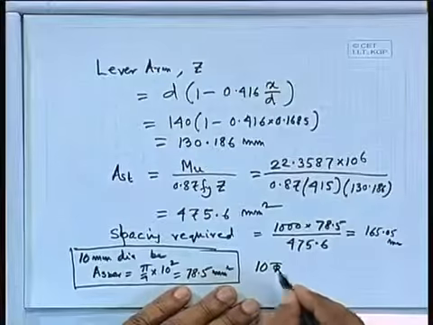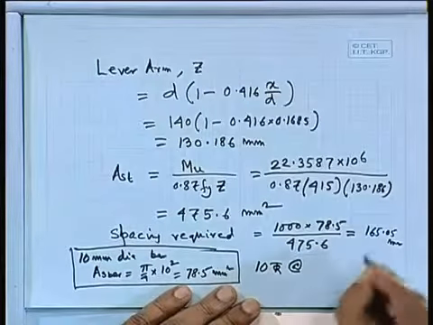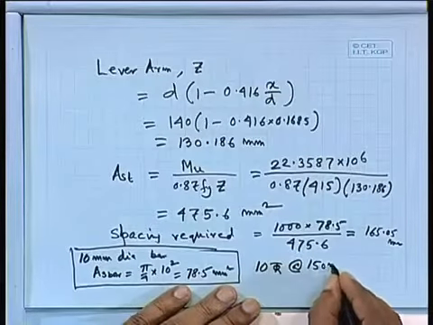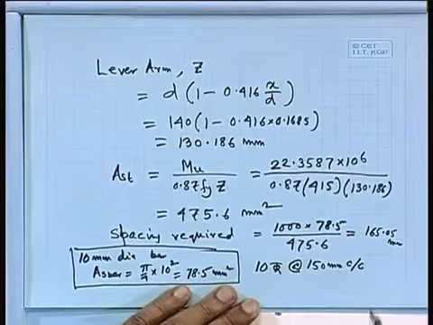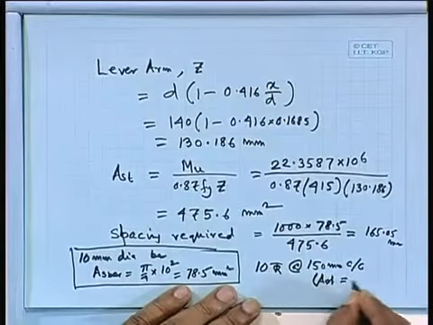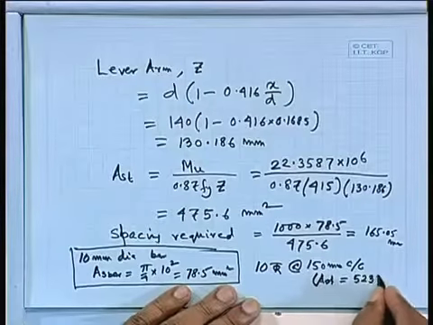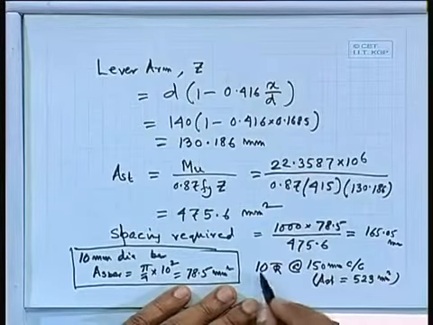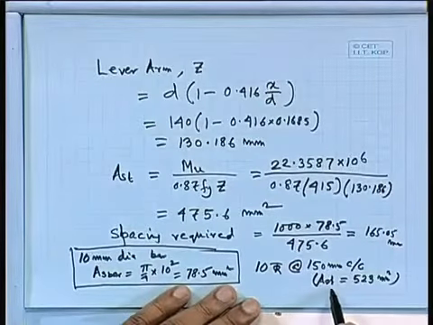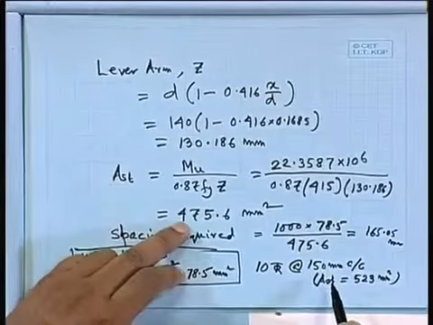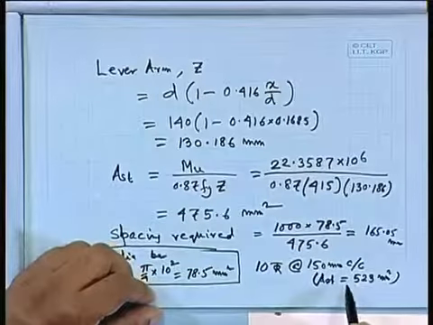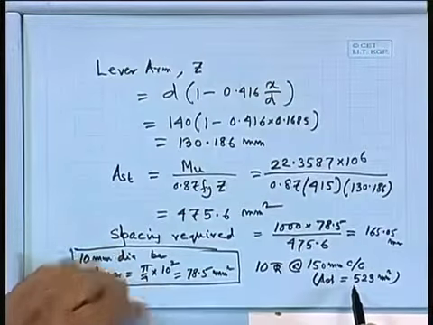So, we can provide 10 torr at the rate of, we can provide 160 also, but let us provide 150 millimeter center to center, and the area of steel provided is coming as 523. So, this is your 10 torr at 150 millimeter center to center. One area of steel is computed, another one is provided, so you have to check how much you are actually providing. We are providing here 523.